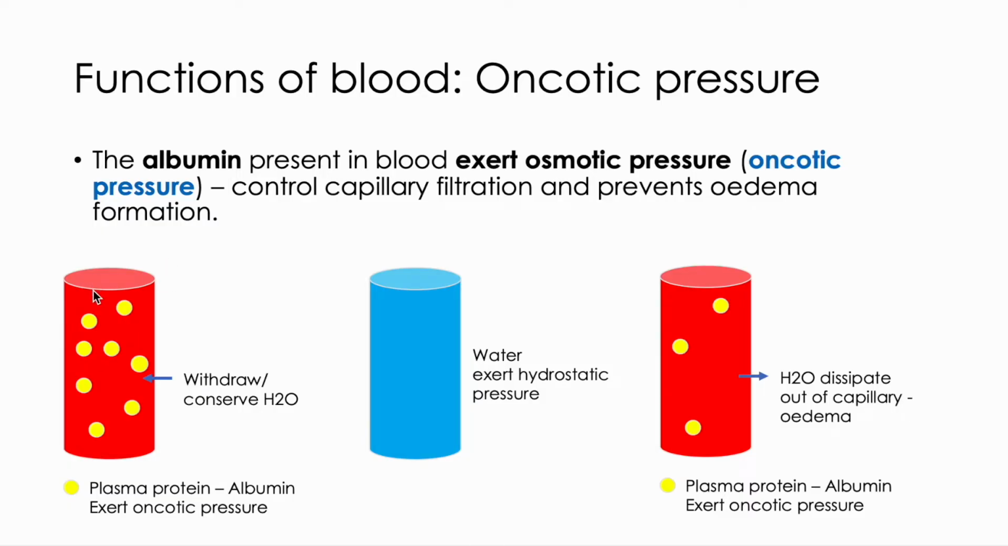So this protein albumin inside the blood serves as the oncotic pressure so that it can retain the amount of water inside the blood circulation. Water creates hydrostatic pressure, while solute causes oncotic pressure. That's why the volume of solute to the volume of water must be ideal so that it can conserve the amount of water inside.